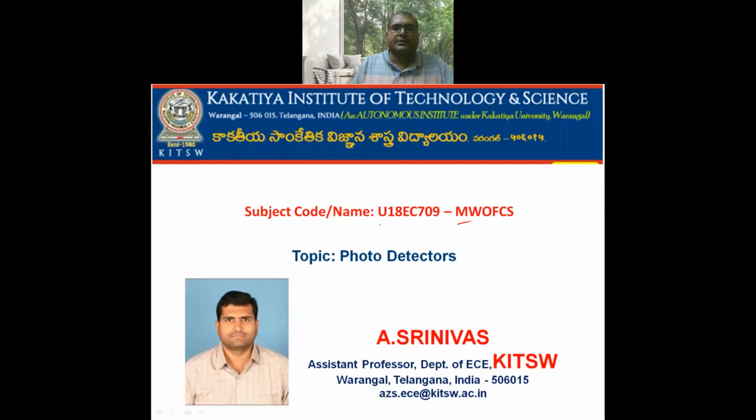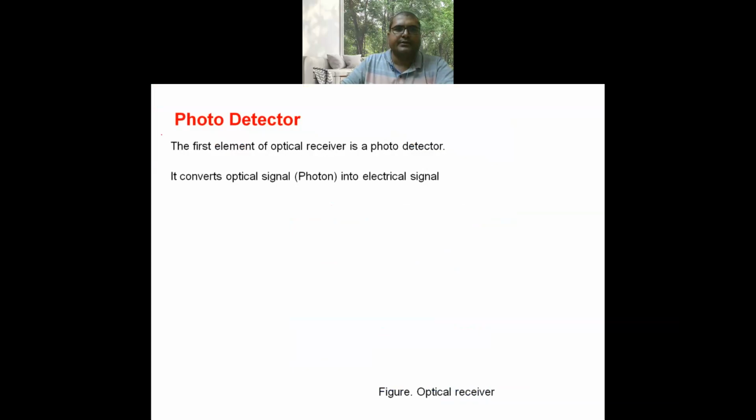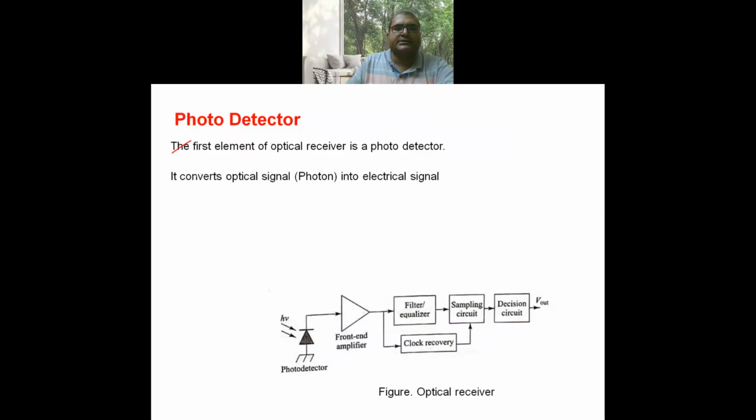Subject code U18EC709. Topic: photodetectors. A photodetector is the first element of an optical receiver. It converts the optical signal into an electrical signal. This is the block diagram of an optical receiver, where the optical light is converted into an electrical signal.